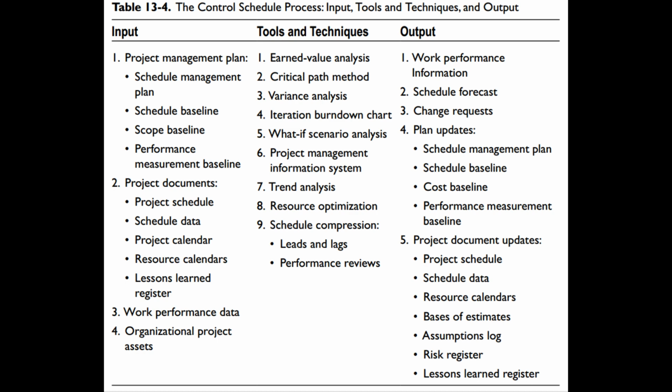Output: 1. Work performance information. 2. Schedule forecast. 3. Change requests. 4. Plan updates: schedule management plan, schedule baseline, cost baseline, performance measurement baseline. 5. Project document updates: project schedule, schedule data, resource calendars, basis of estimates, assumptions log, risk register, lessons learned register.